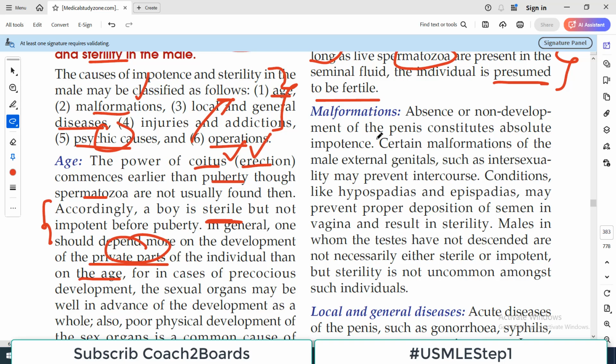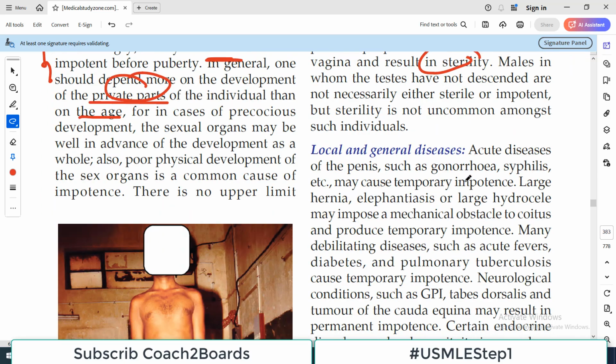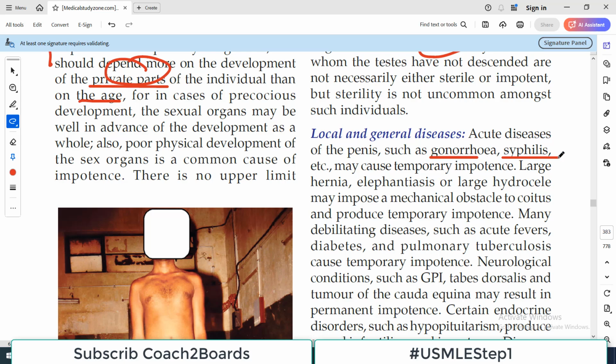Malformations: absence or non-development of the penis is a malformation, right? If the genitals do not develop, the whole process does not develop. Similarly, if there is any issue in testicular development, spermatozoa will not develop and sterility can occur. Local and general diseases, like gonorrhea and syphilis, can destroy the structure and sometimes lead to temporary impotence. Sometimes there is hydrocele that is corrected surgically.